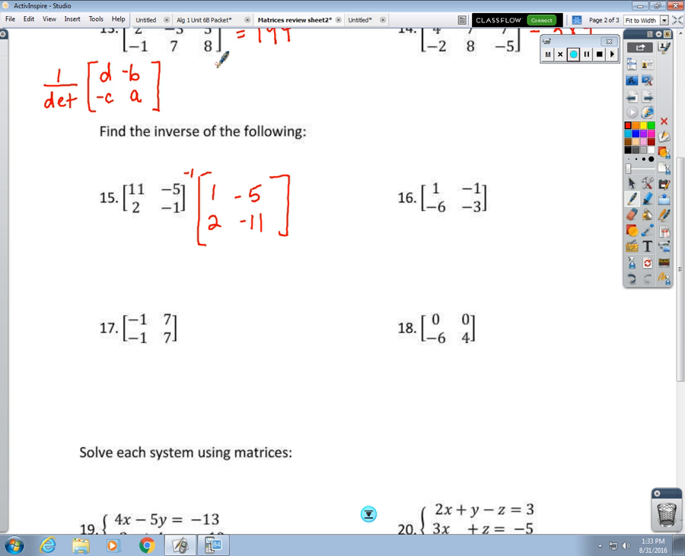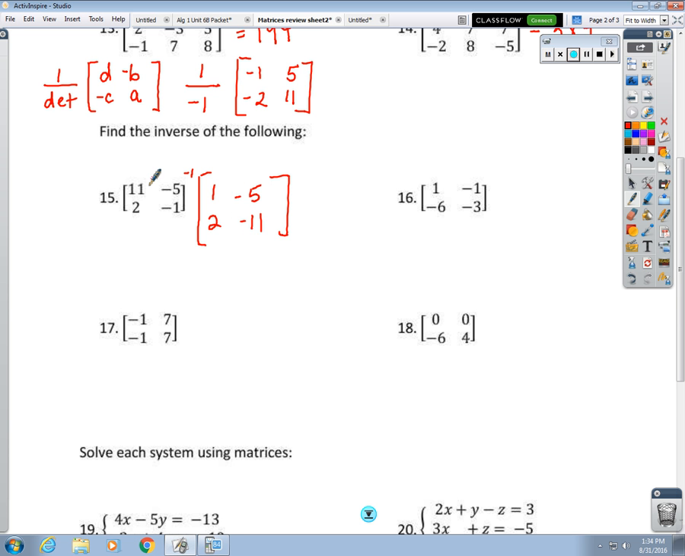So if I do that with this matrix, 1 over the determinant would be negative 11 minus negative 10. So negative 11 plus 10 is negative 1. Then it would switch around the A and the D. So negative 1 would come up here, and 11 would go down there. 5 would become positive. 2 would become negative. Isn't 1 over negative 1 just basically negative 1? So negative 1 times negative 1 is positive 1. Negative 1 times 5 is negative 5. Negative 1 times negative 2 is positive 2, and negative 1 times 11 is negative 11.